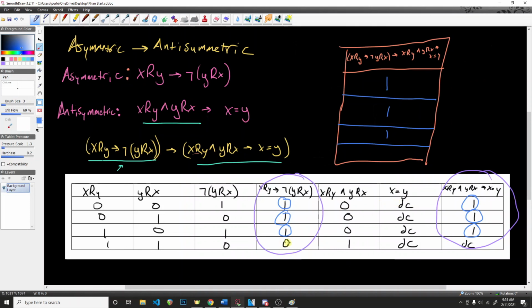And then finally, we can say that this is a 0. And because it is a 0, we don't care what this is. It's also going to be true. So we can see that for all scenarios where XRY implies not YRX, or in other words, in all scenarios where it is asymmetric, it does in fact imply that it is antisymmetric, because this is our equation for asymmetric, this is our equation for antisymmetric.